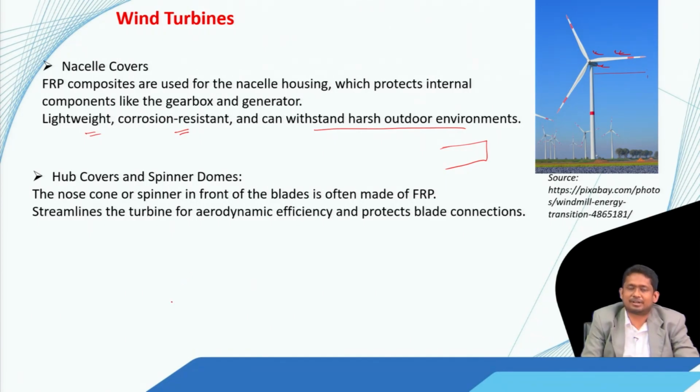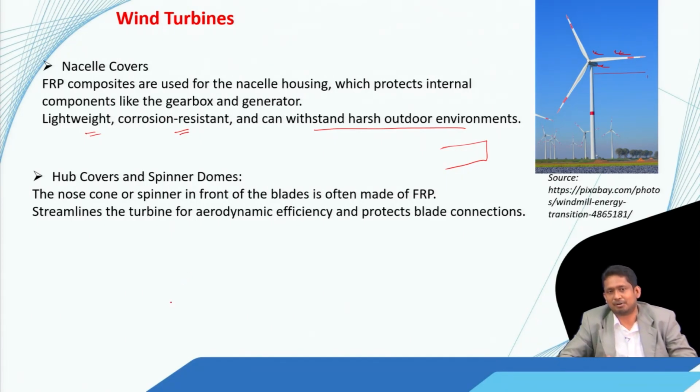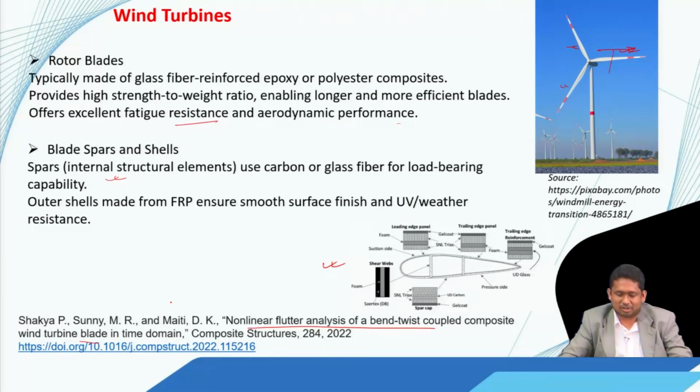Flutter is often associated with the coupling of bending and twisting modes, and we will see later on that in composites, by changing the lamination sequence, the stiffness coupling between these modes is possible. So, we try to change the lamination sequence in such a way that flutter can be avoided, and that kind of study can be found in this paper.